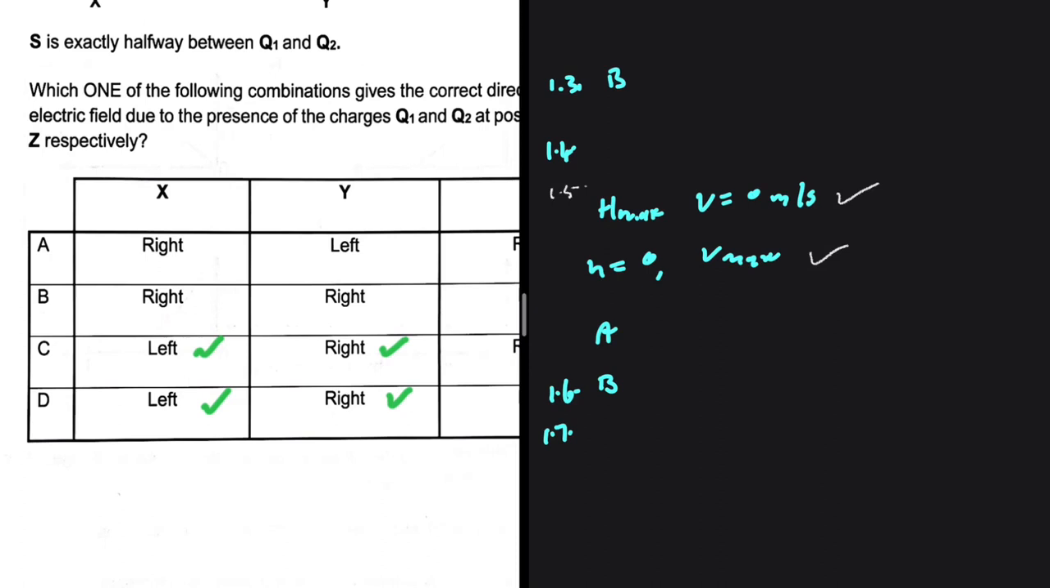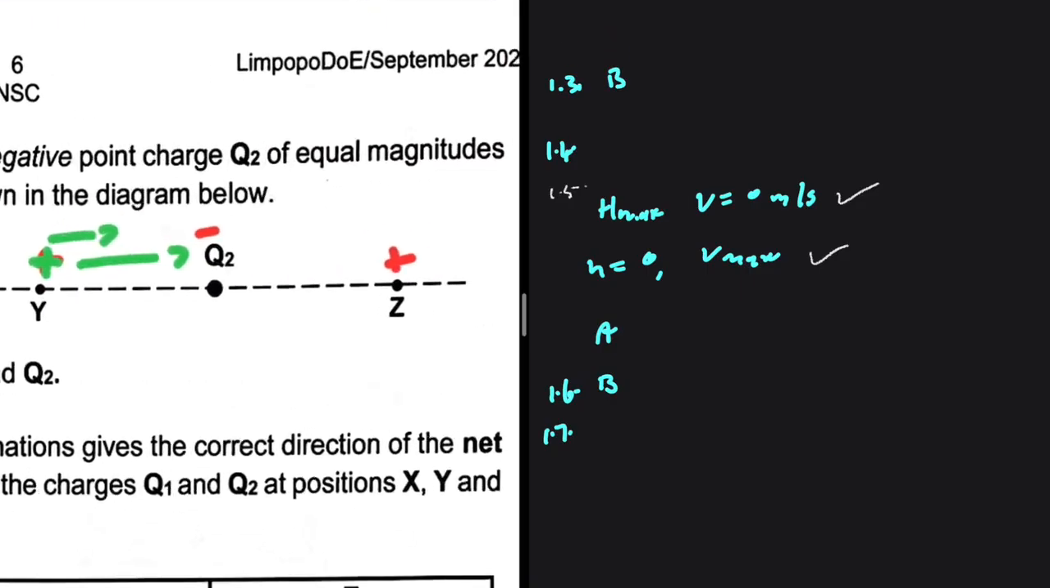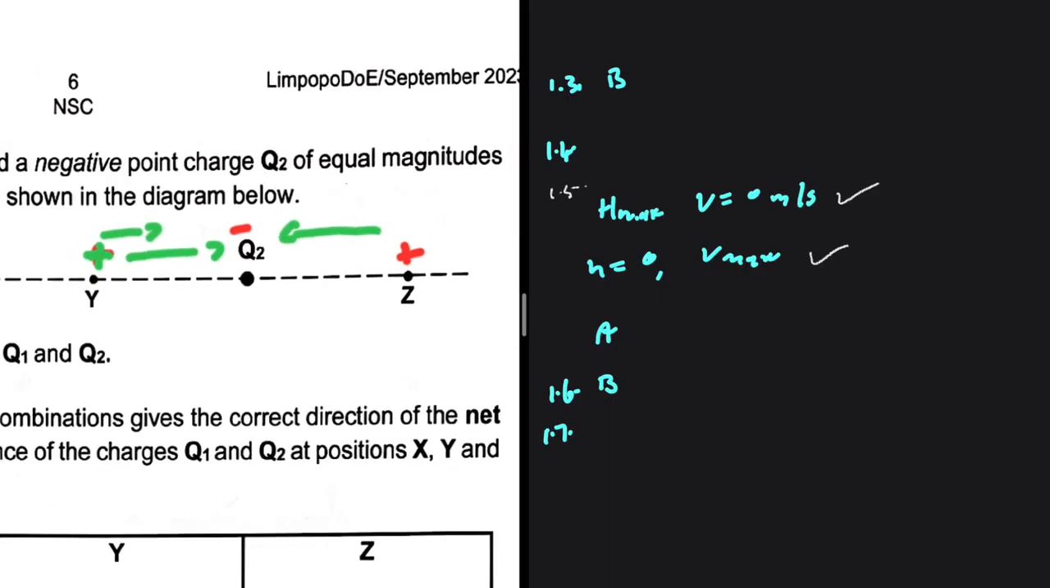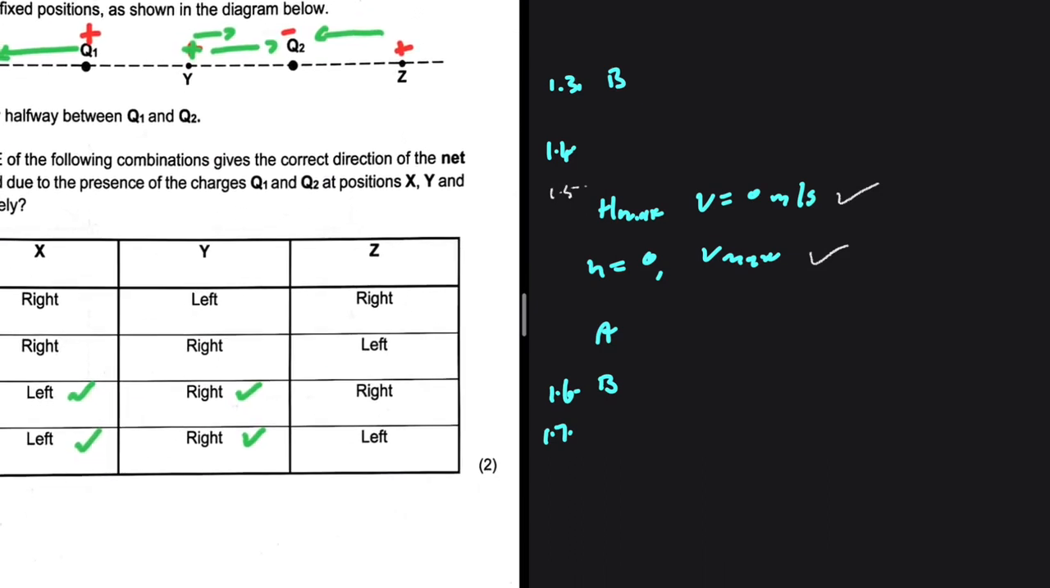Now we have to move to position Z. Let's see what happens at Z. Z is positive, Q2 is negative. There is an attraction there, so the electric field is to the left. Now let's look at Q1 and Z. Well, Q1 is too far, so we can just pay attention to the effect of Q2. That is only because they have equal magnitudes. If they had different magnitudes, then our question would be a bit more difficult and we would have to consider the distances and the magnitudes in detail. So Z is to the left. That is option D. So the answer to 1.7 is D.